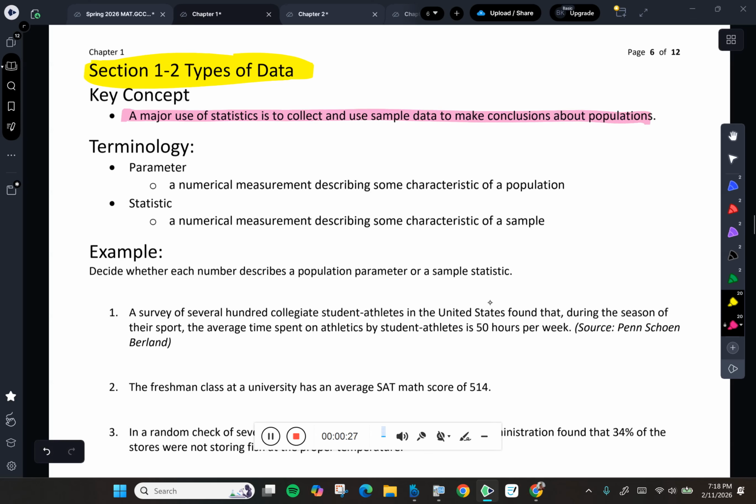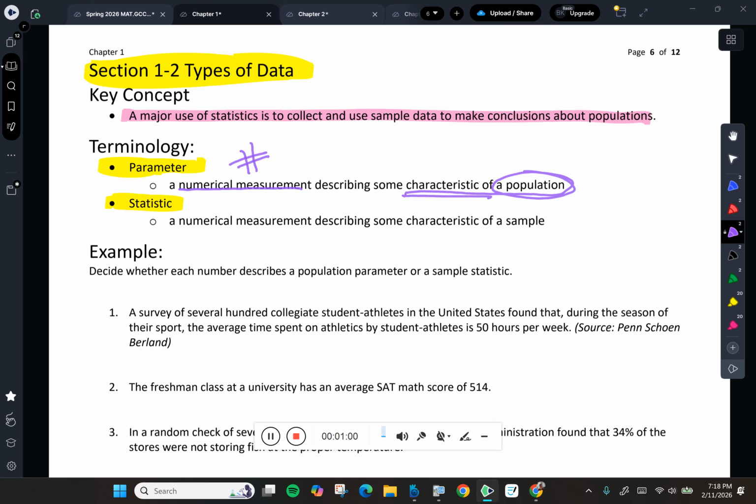All right, so more terminology. We have these two words right here, parameter and statistic. A parameter is a numerical measurement, so a number that is used to describe a characteristic of an entire population. Right? So it is a numerical measurement to describe an entire population. Now, the characteristic you're describing just depends on the scenario.